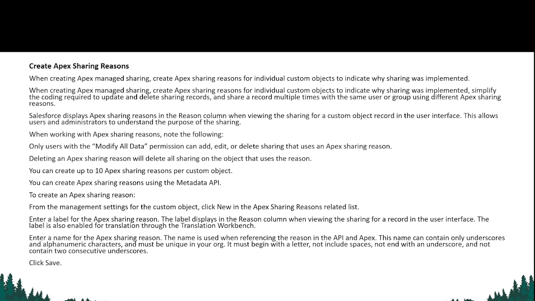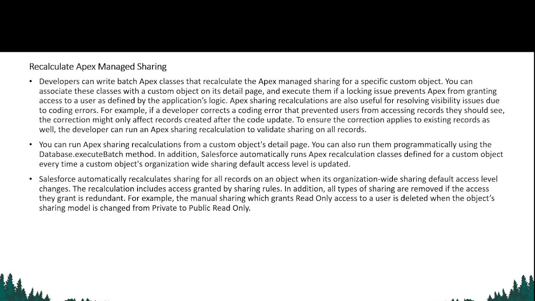Then you need to enter a name for the Apex sharing reason. The name is used when referencing the reason in the API and Apex. This name can contain only underscores and alphanumeric characters, must be unique in the organization, and must begin with a letter. It cannot use spaces, cannot end with an underscore, and cannot contain two consecutive underscores. These are the validations that you need to follow. Then you click save.